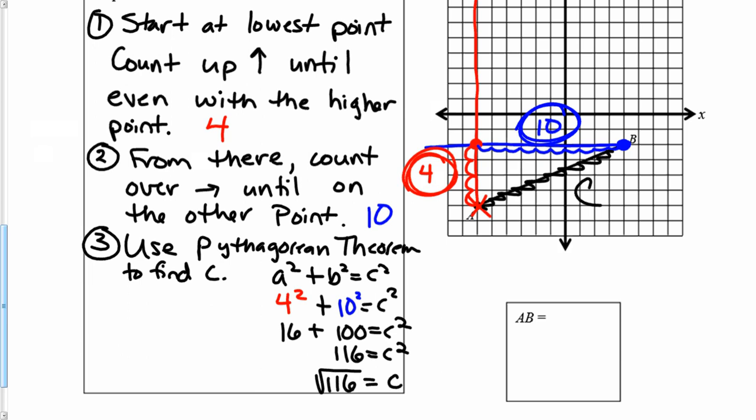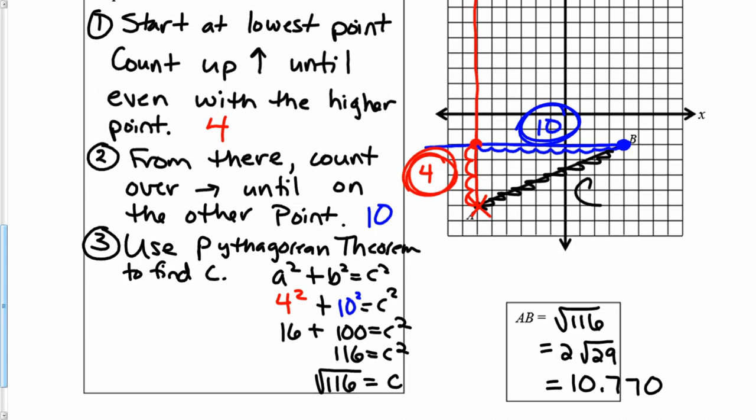Now, I can leave my answer any one of 3 ways. I can leave it exactly like that, square root of 116. I can write it in what's called simplest radical form. And in this case, simplest radical form looks like this. That means that 4 times 29 is 116. Or I could grab my calculator, plug in the square root of 116, and get 10.770. Be sure to include 3 decimal places.